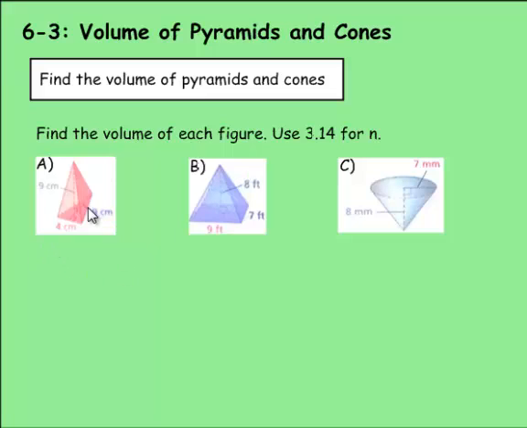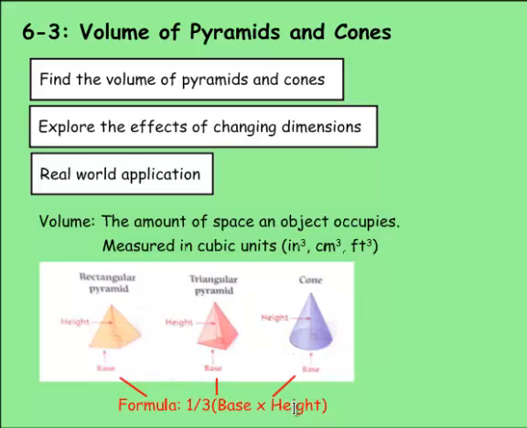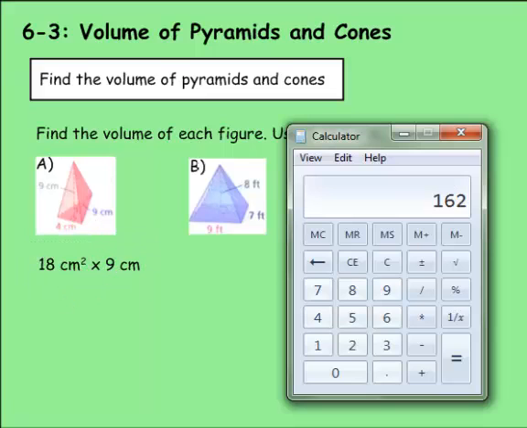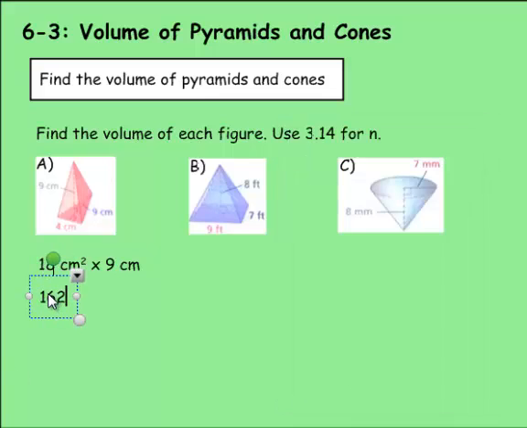We have a triangular pyramid, meaning the base is a triangle. So if we're going to follow the formula, we do the base times the height and then multiply times 1/3. So the base is 4 times 9. So 4 times 9 is 36, but it's a triangular base, so we need to divide that by 2. So the base would be 18 centimeters squared. Then the height of the pyramid is 9, so we would multiply that times 9 centimeters. So 18 times 9 is 162 centimeters cubed.